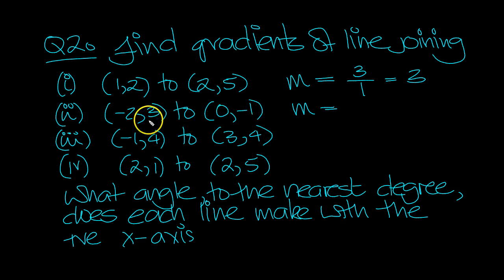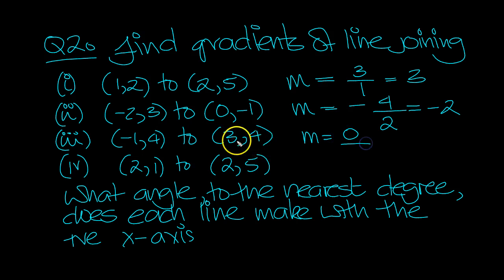The increase in y going from here to here would be this, take away that. Minus 1 minus 3 is minus 4, divided by the increase in x, 0 minus minus 2, which is 2. So we've got minus 2. And here, the increase in y, 4 minus 4, is 0, over 3 minus minus 1, which is 4. 0 over any number is 0.